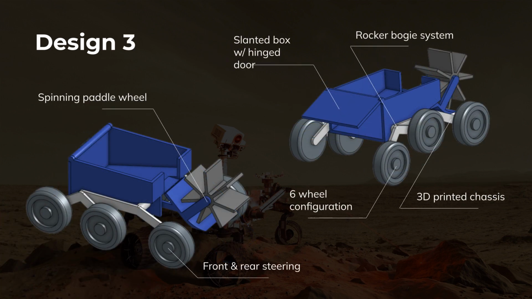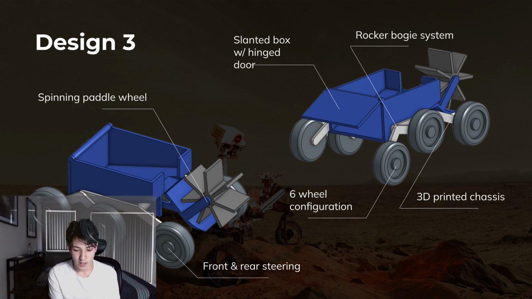Design 3 features a collection system that uses a ramp and spinning paddle wheel to move the samples, a chassis made of 3D printed plastic, a 6-wheeled rocker bogie system with front and rear steering motors, and the same slanted box storage system. The benefit of this design is its versatility. The paddle wheel can collect samples effectively and autonomously. The 6-wheel rocker bogie configuration provides excellent mobility on rough and steep terrain, and the front and rear steering motors offer precise control over the rover.